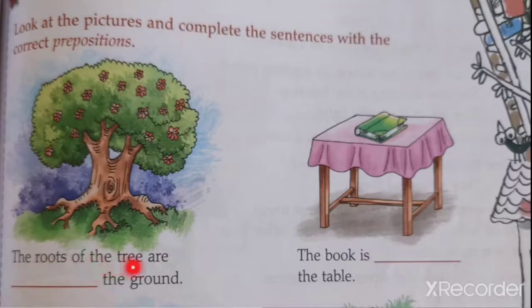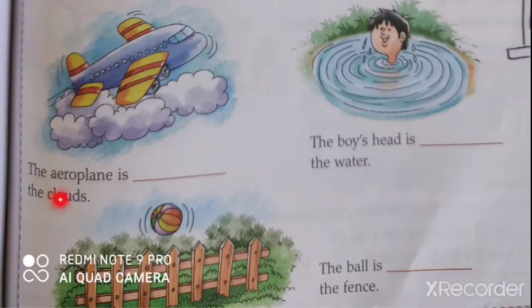The roots of the tree are dash the ground. Now these are known as roots of the tree. Now look at the second picture. The book is dash the table. Now this is a book. This is a table. Now look at the position of the book and table. Now look at the next one. The aeroplane is dash the clouds.